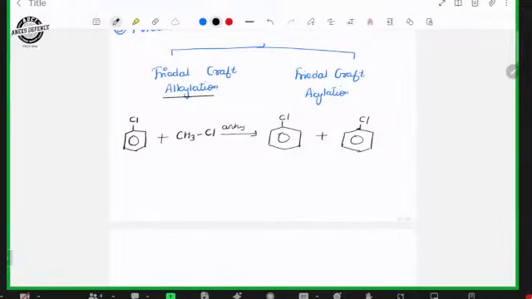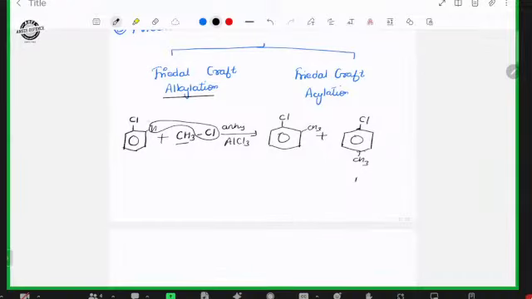This is anhydrous AlCl3, aluminium trichloride. So what will happen? This H and this Cl will be removed in the form of HCl, and this CH3 will come at the ortho position and one will come at the para position. So the name of this product is 1-chloro 2-methyl benzene. This is 1-chloro 4-methyl benzene. Again, this is major and this is minor. The para product will always be major and the ortho product will always be minor.